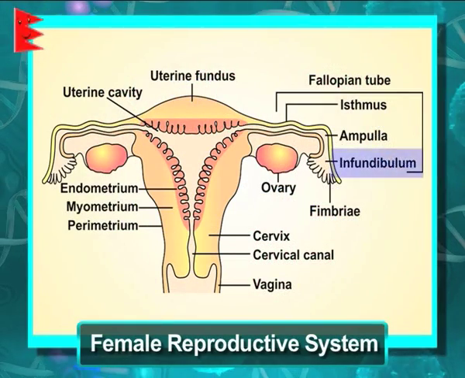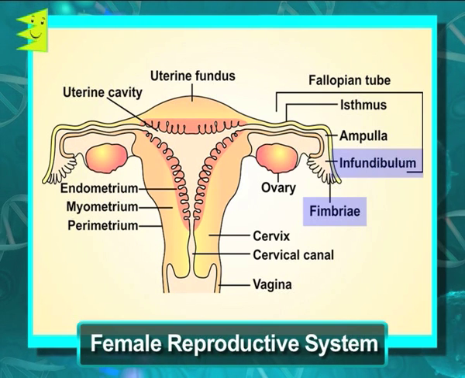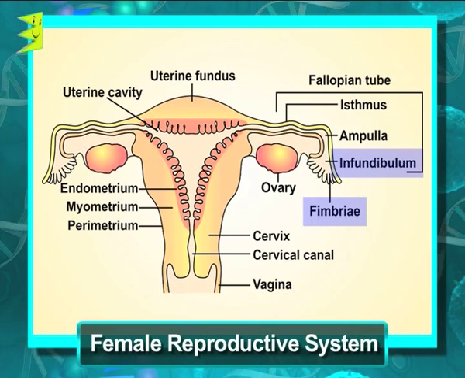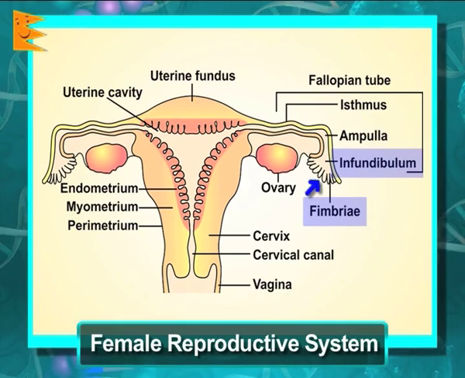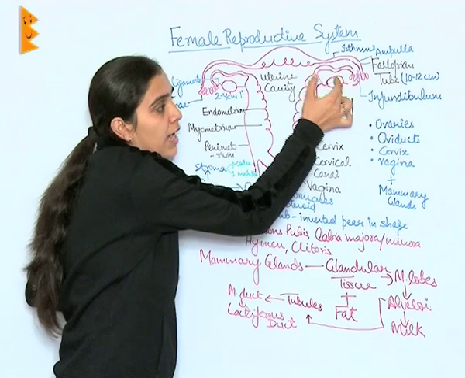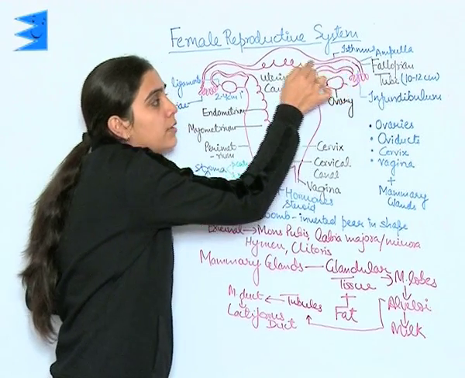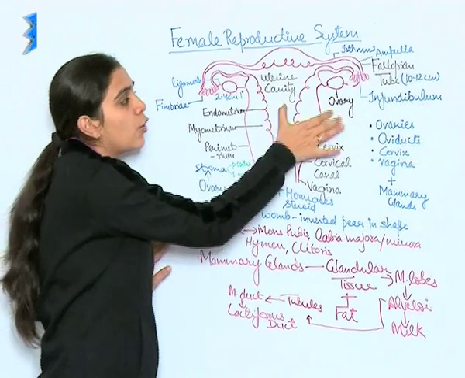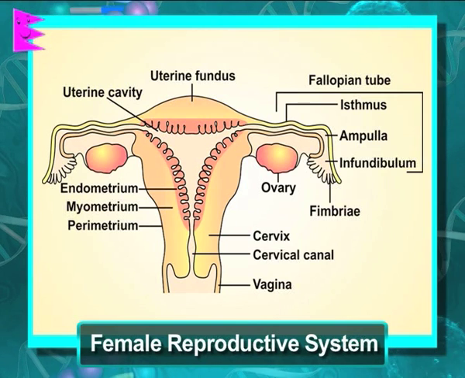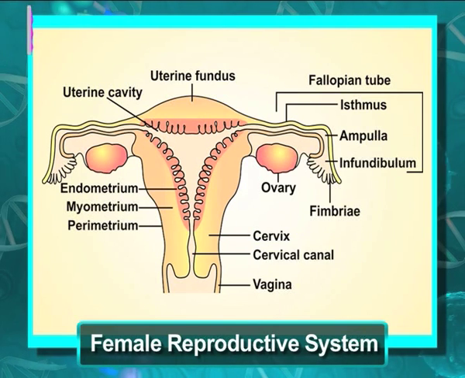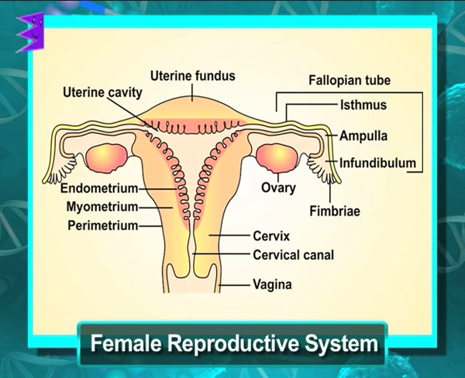In the infundibulum you will find fimbriae. Fimbriae are, as you can see, these small projections. What do these small projections do? They are helpful in taking the ovum from the ovary after ovulation into the fallopian tube. These are ovaries. This is the uterine cavity. This is the cervix. This is the cervical canal. This cervical canal is also known as the birth canal, and this is the vagina.